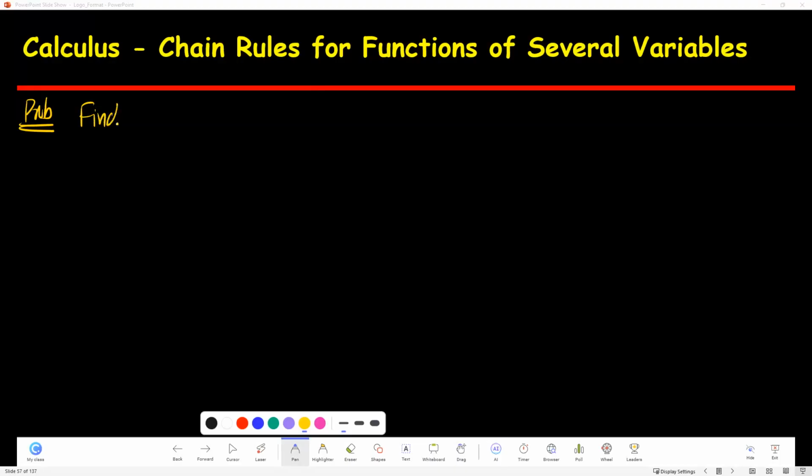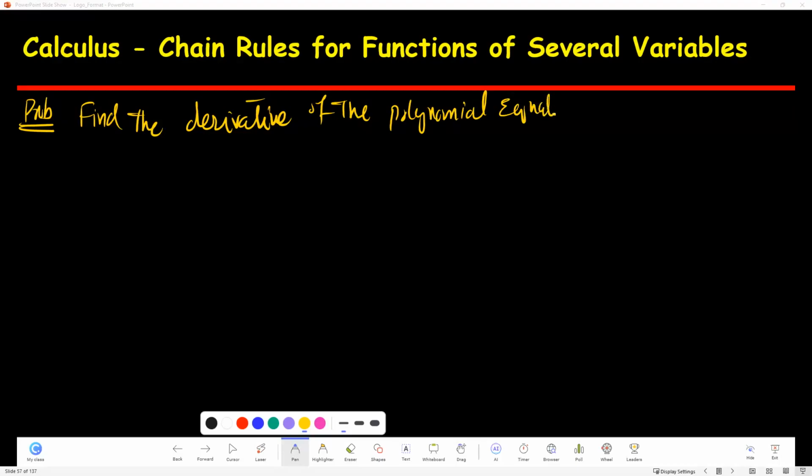Find the derivative of a polynomial. The polynomial equation is given: 2x squared minus 4y squared equals 6. Using the implicit function theorem, I need to solve this by using the implicit function theorem.